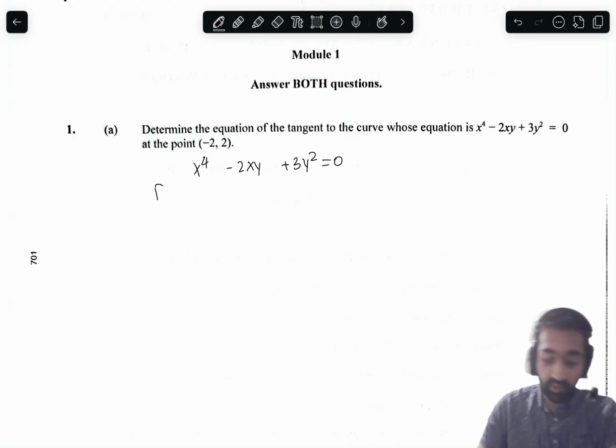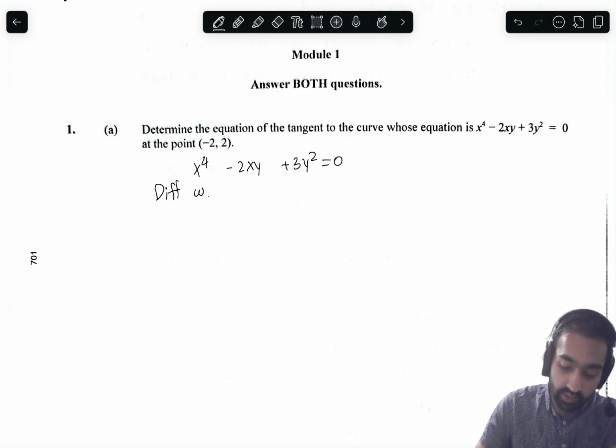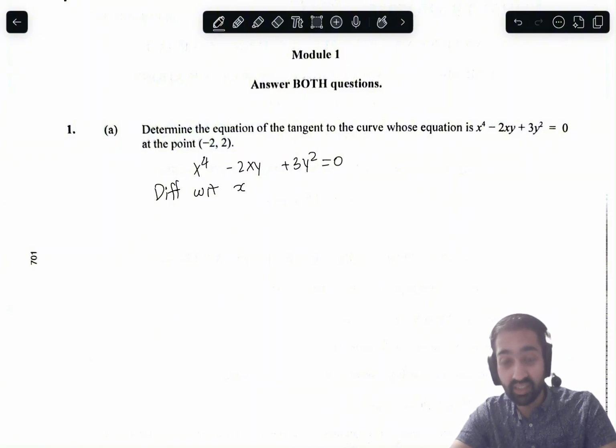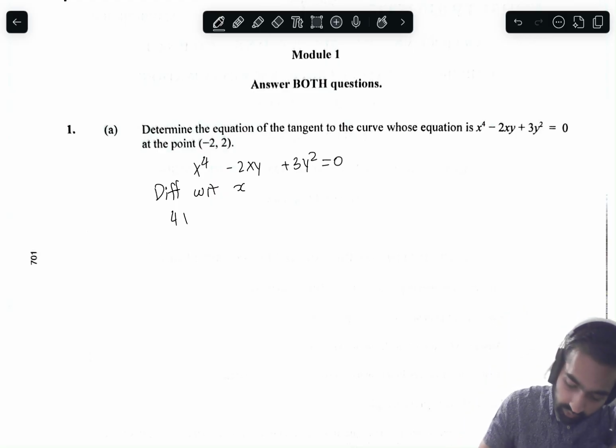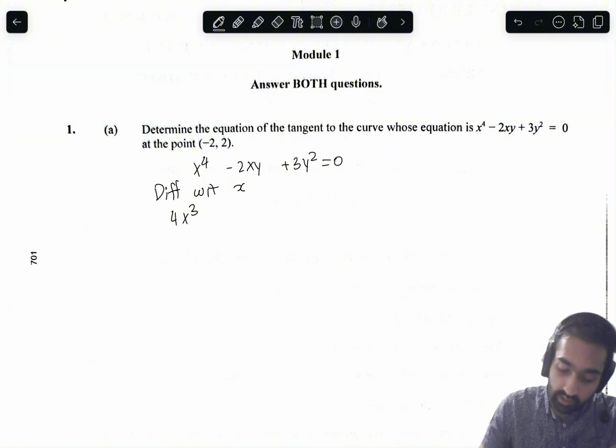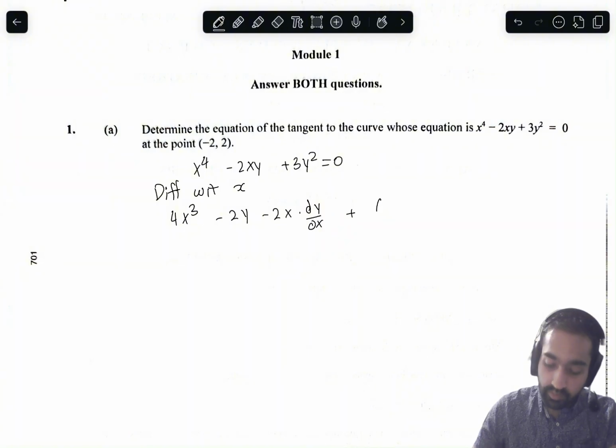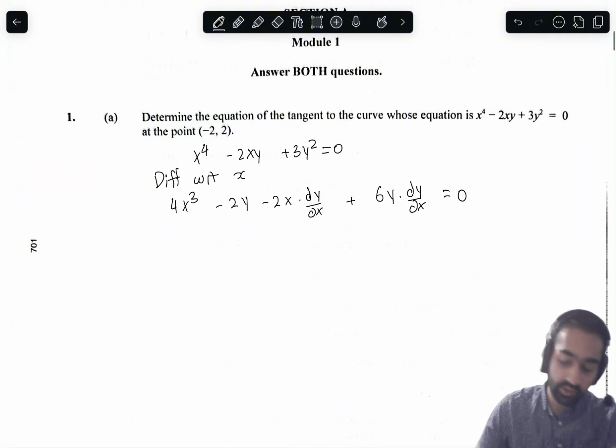I have to differentiate with respect to x, and remember, I'm going to use implicit differentiation. That means whenever I see a y, I differentiate it and then multiply by dy dx. So the first term will be 4x cubed. Then I have to use the product rule: differentiating x gives 1, so minus 2y, and then minus 2x times dy dx. Then plus 3y squared gives plus 6y times dy dx, and then 0.